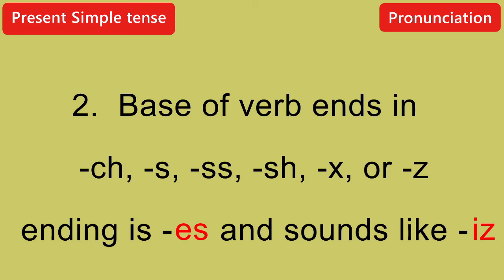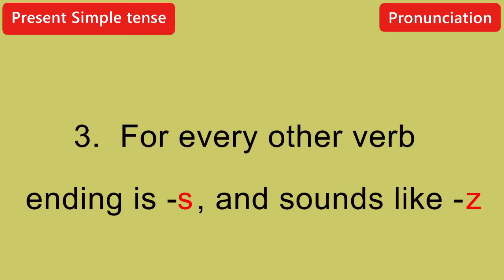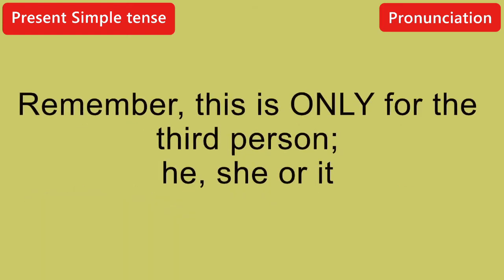Rule 2. If the base of the verb ends in ch, s, double s, sh, x, or z, the ending is es and sounds like uz. For every other verb, the ending is s and sounds like z. Remember, this is only for the third person. He, she, or it.